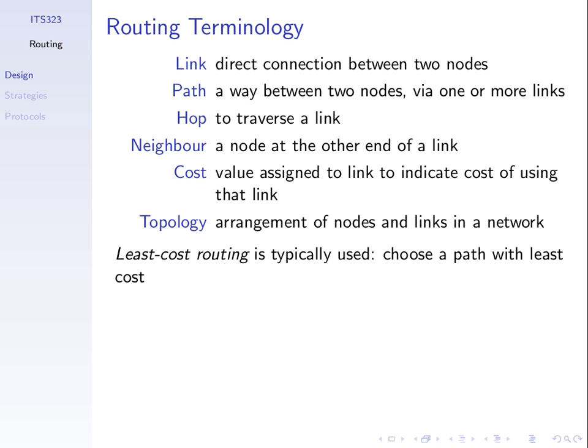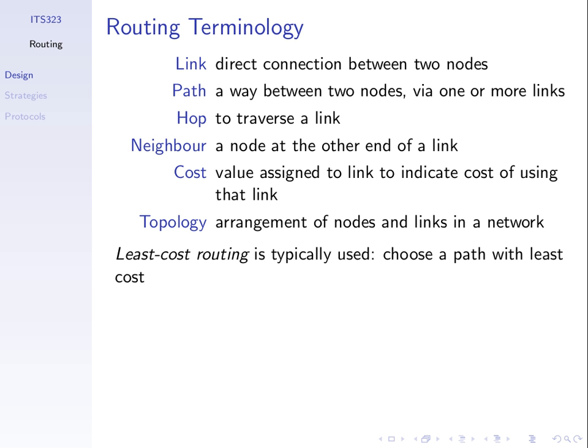A hop is to traverse a link. We travel 1 hop, 2 hops, 3 hops. So really, the hops is the number of links we traverse. We'll often talk about hops as a metric. A neighbour is a node at the other end of a link. So the neighbour of X is A. The neighbours of A are X and B. So nodes have neighbours or direct neighbours.